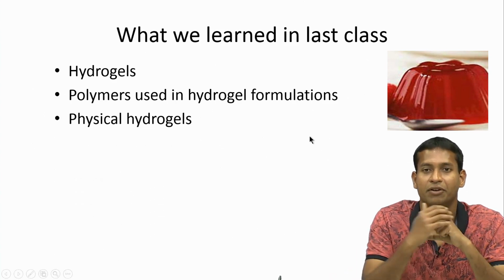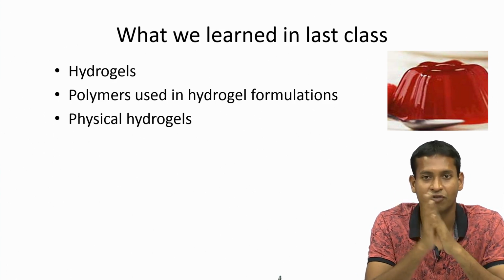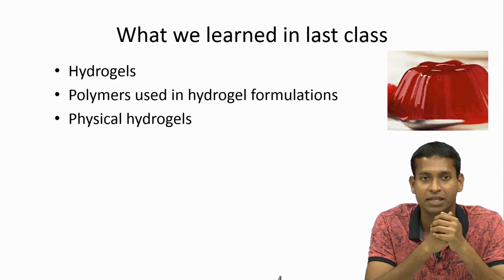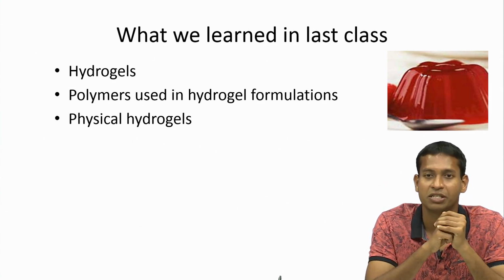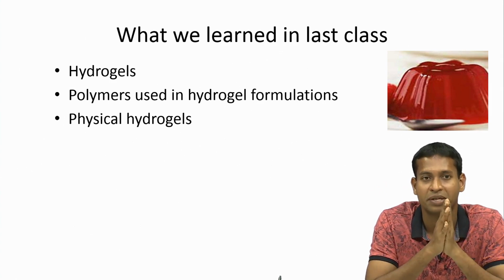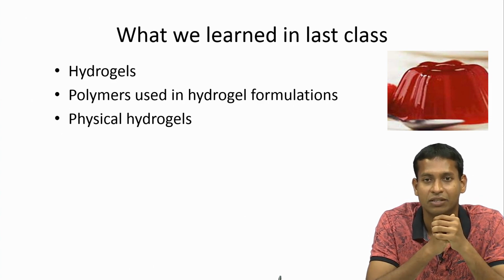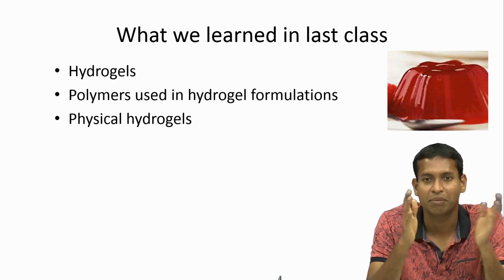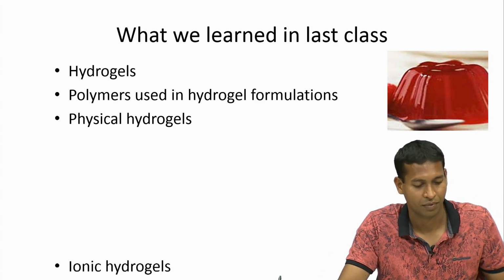Then we talked about physical hydrogels. What are physical hydrogels? These are gels which are formed by molecular entanglements of long chains. They may have some sort of van der Waals interactions between them or some ionic interactions, or some other interaction may also be present. They may have affinity if they are biomolecules and things like that. And so, they essentially form these entanglements and result in a hydrogel formation.